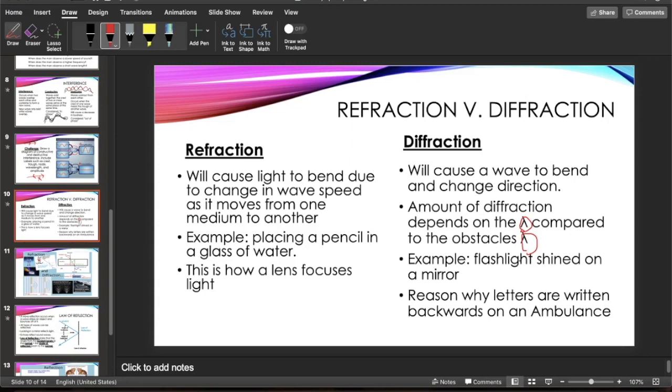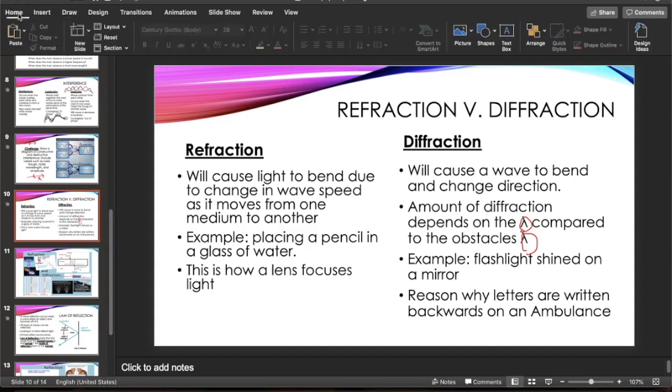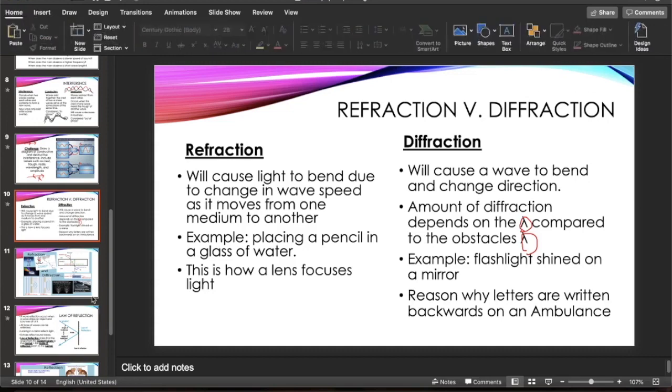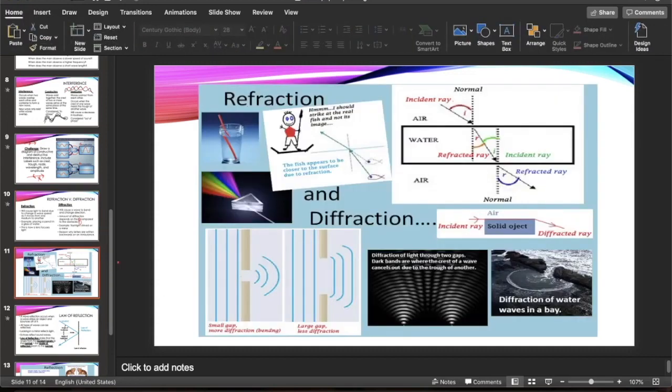Okay, so the flashlight, if you flash a flashlight onto a mirror, and the reason why the letters are written backwards on an ambulance. White light works in a different and a little bit confusing way, but if we can think about other ways to describe it, then it becomes much easier for us to quantify.